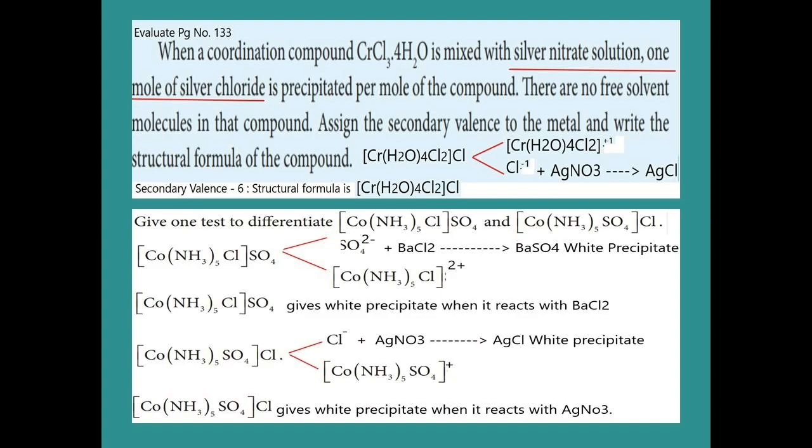Next, in this compound, inside the square bracket, you see that around the chromium there are 4 water molecules and 2 chlorine ligands, so the secondary valency is 6.